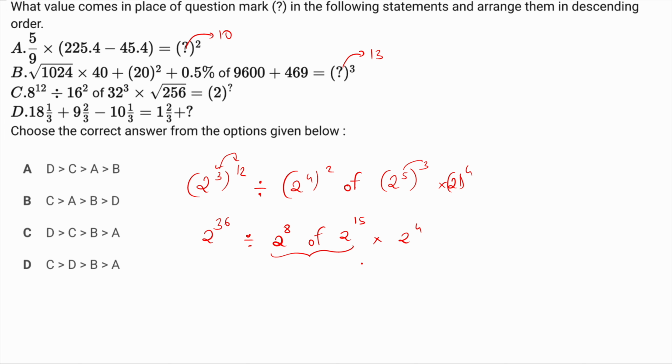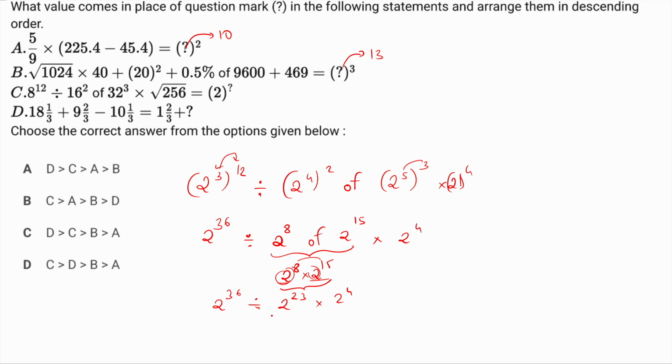2 raised to 8 of 2 raised to 15 is technically 2 raised to 8 into 2 raised to 15 only. That's 2 raised to 23 using the first law of indices. Numbers are multiplied and the base is same, powers get added. So this becomes 2 raised to 36 divided by 2 raised to 8 plus 15 is 23, so 2 raised to 23, into 2 raised to 4.